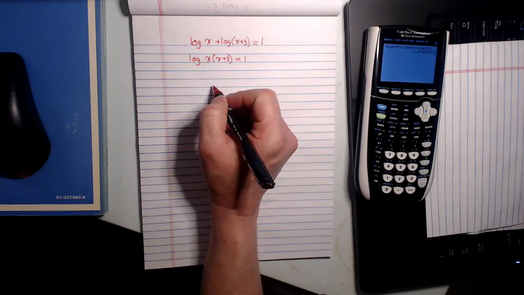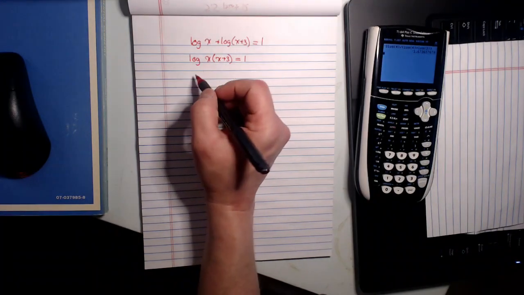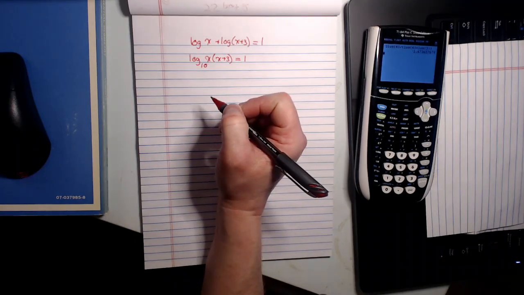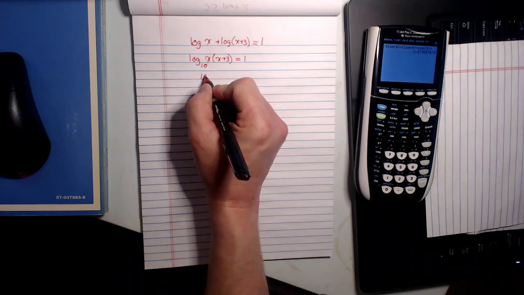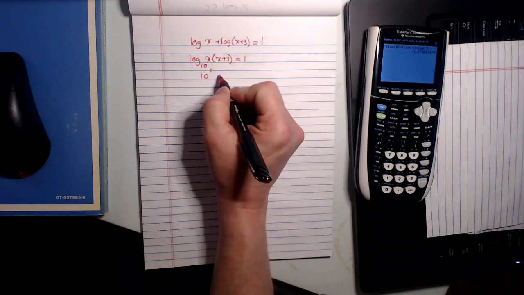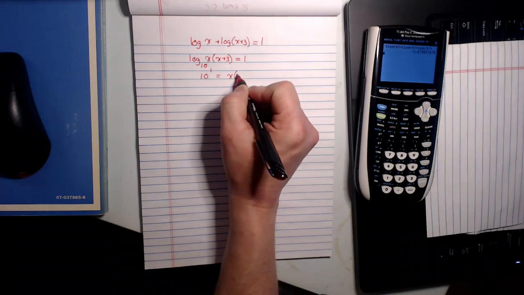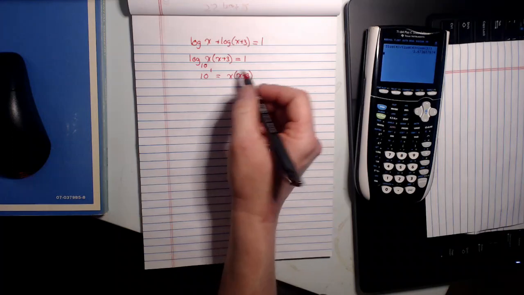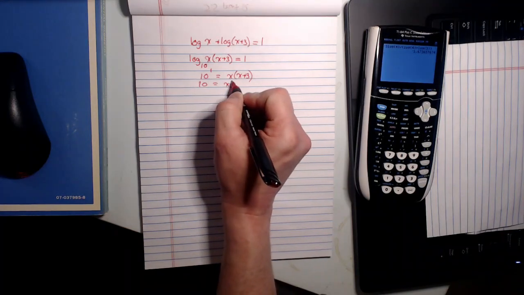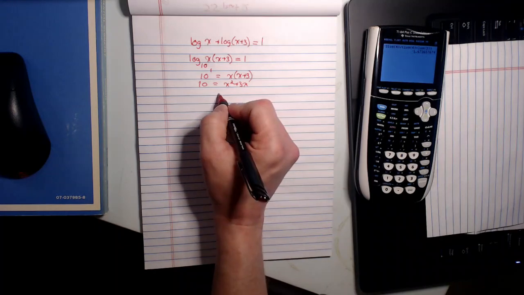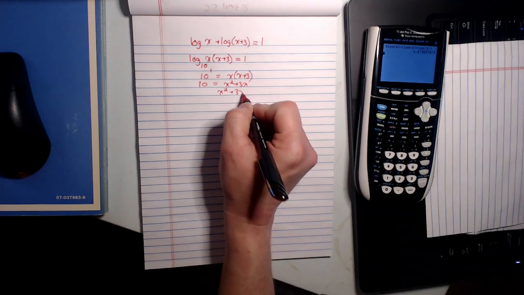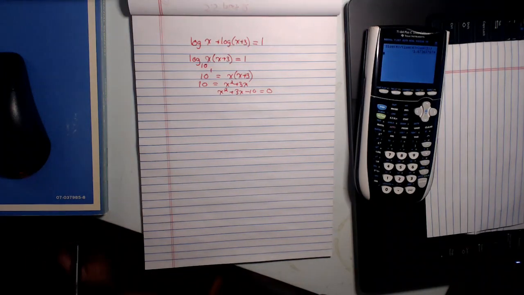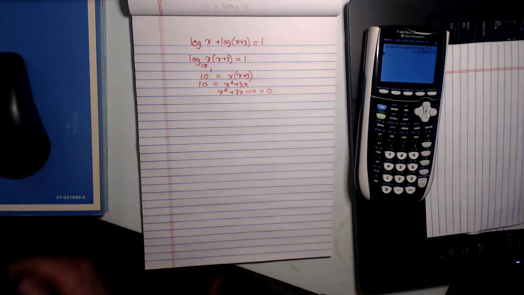Now I can change the form. Now it's a little bit weird because there's no base here, but remember that this is technically base 10. So if I change the form, this becomes 10 to the first power is equal to x times x plus 3. Now, multiplying this out, I'm going to get a quadratic. Subtract 10, that's equal to 0. And now you use your skills in factoring quadratics to solve this.